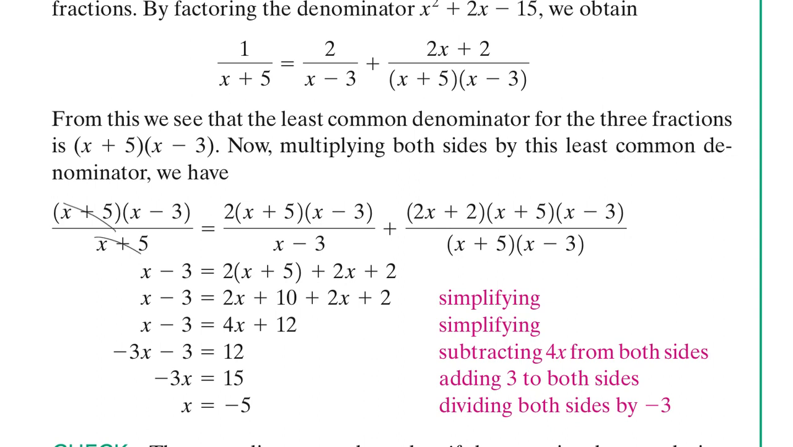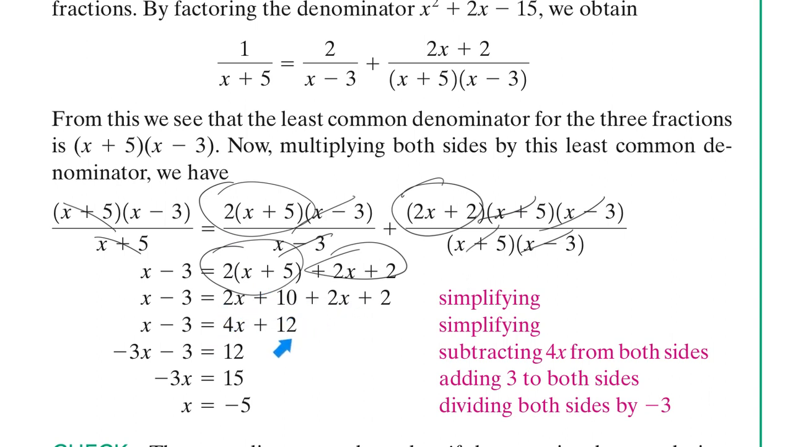These will cancel out. These will cancel out. And what are we left with? We're left with x minus 3 equals 2 times x plus 5. Nice, that's right there. And then these all cancel out, and this is right here. And then the rest is super easy. You just distribute right here, and then you can combine your like terms, and 10 plus 2 is 12. And then subtracting 4x over here, subtract 4x leaves you with negative 3x minus 3, and then adding 3 gives you 15. Divide by negative 3 is negative 5.